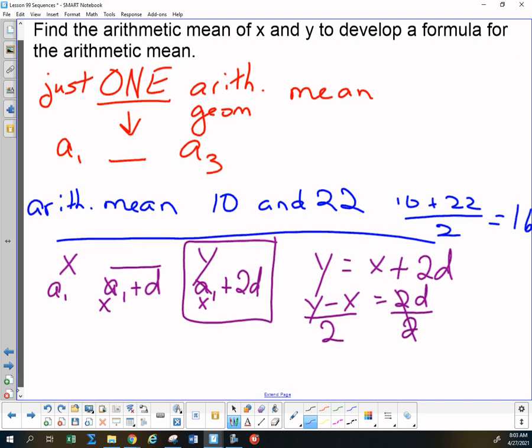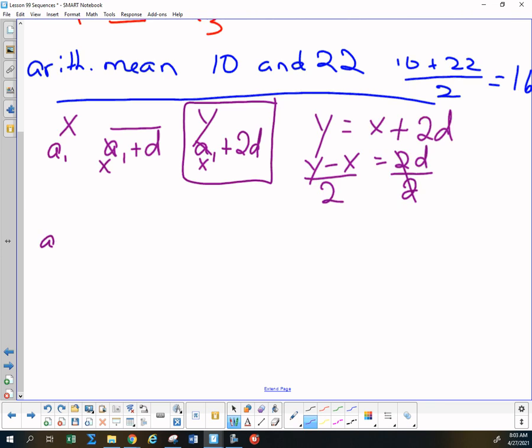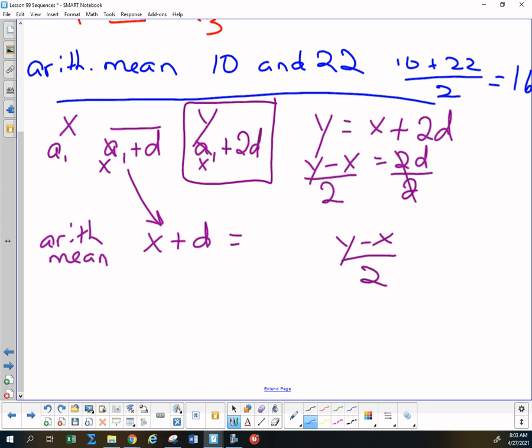That means my arithmetic mean that I'm trying to find the formula for would be x plus d, first term plus d, and d is y minus x over 2. So if I need to add that d to x, I probably could use a common denominator. So I'm going to let that be 2x over 2. So then everything is over 2. 2x plus y minus x is x plus y over 2.